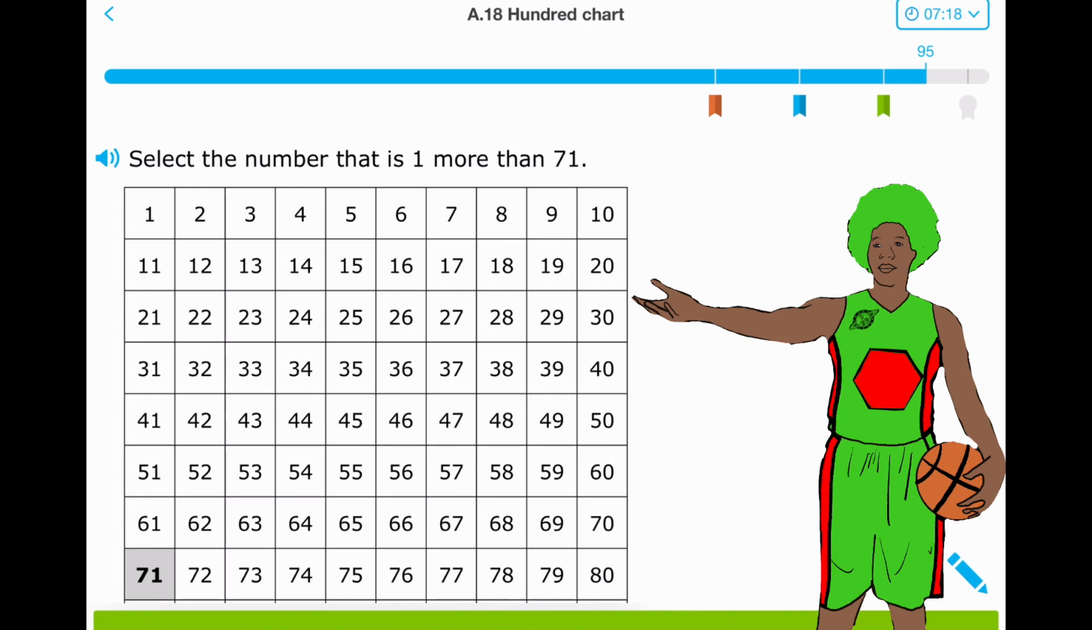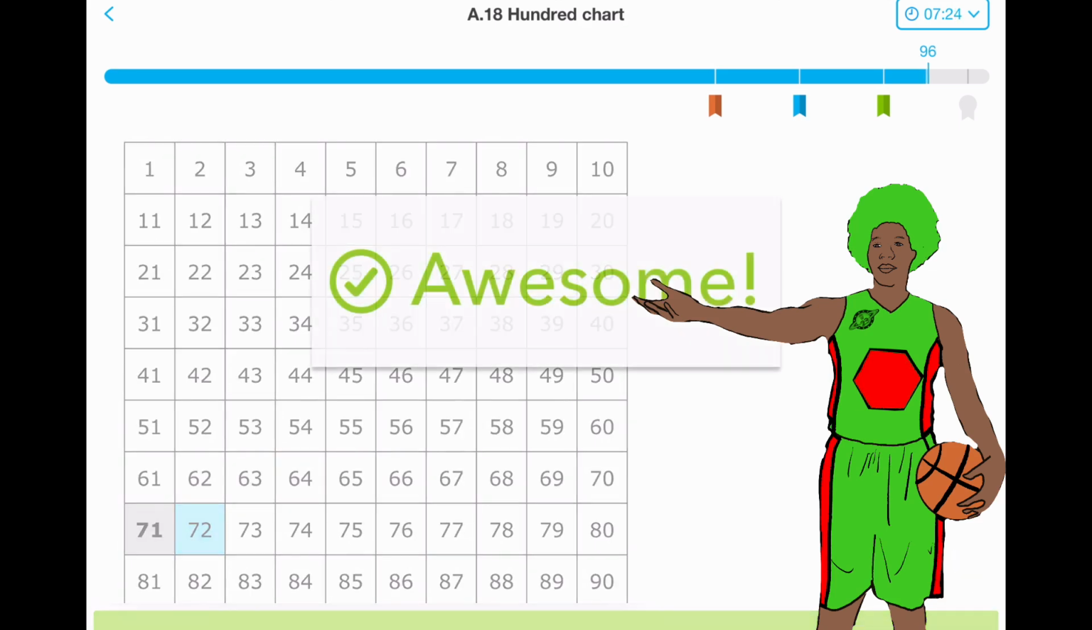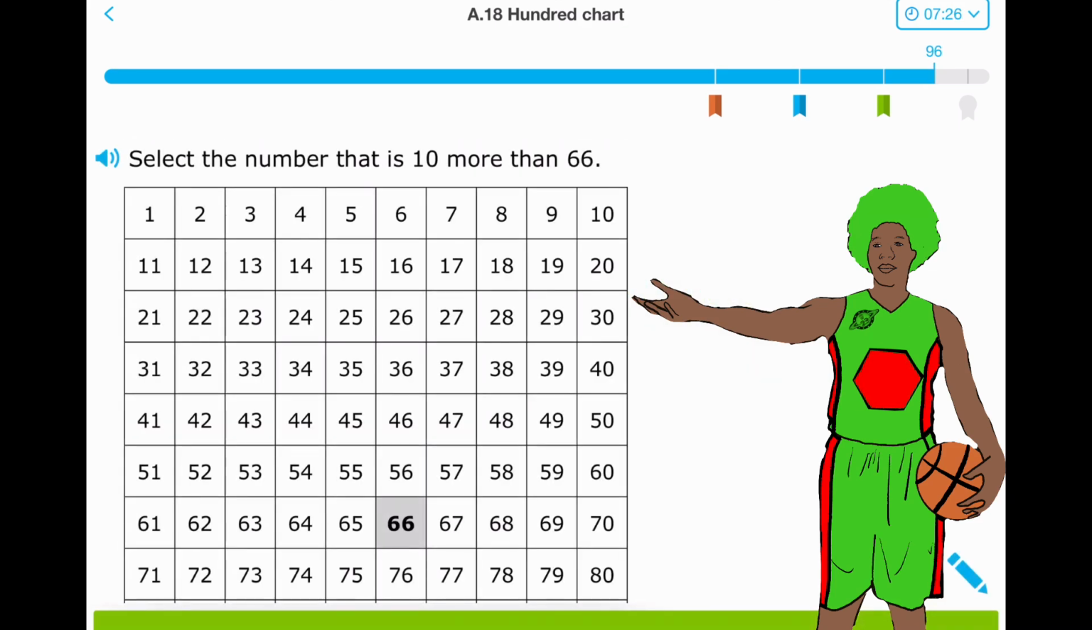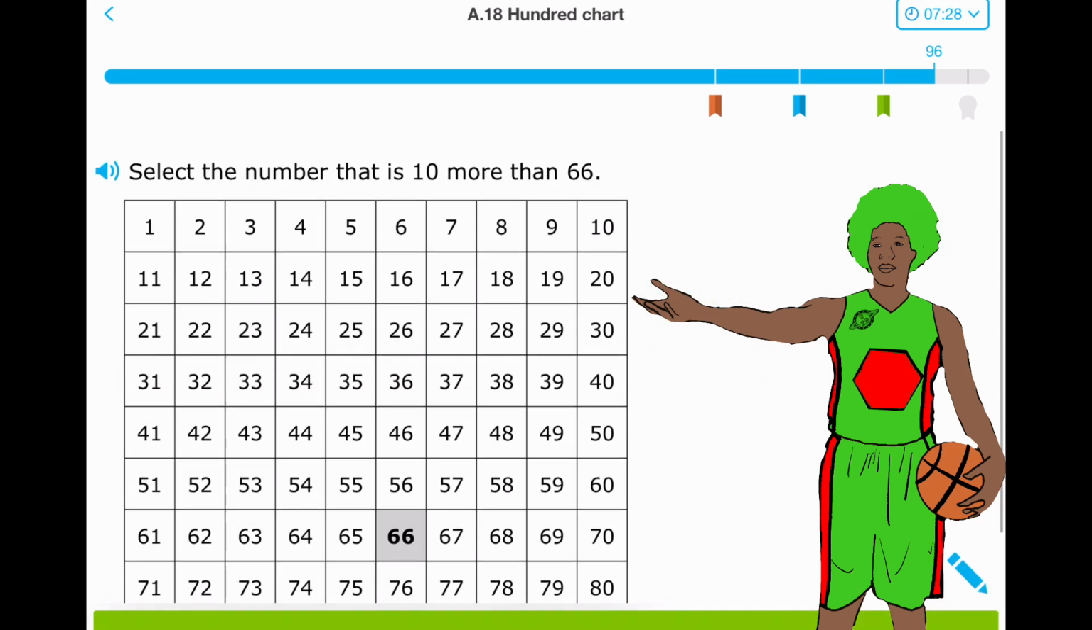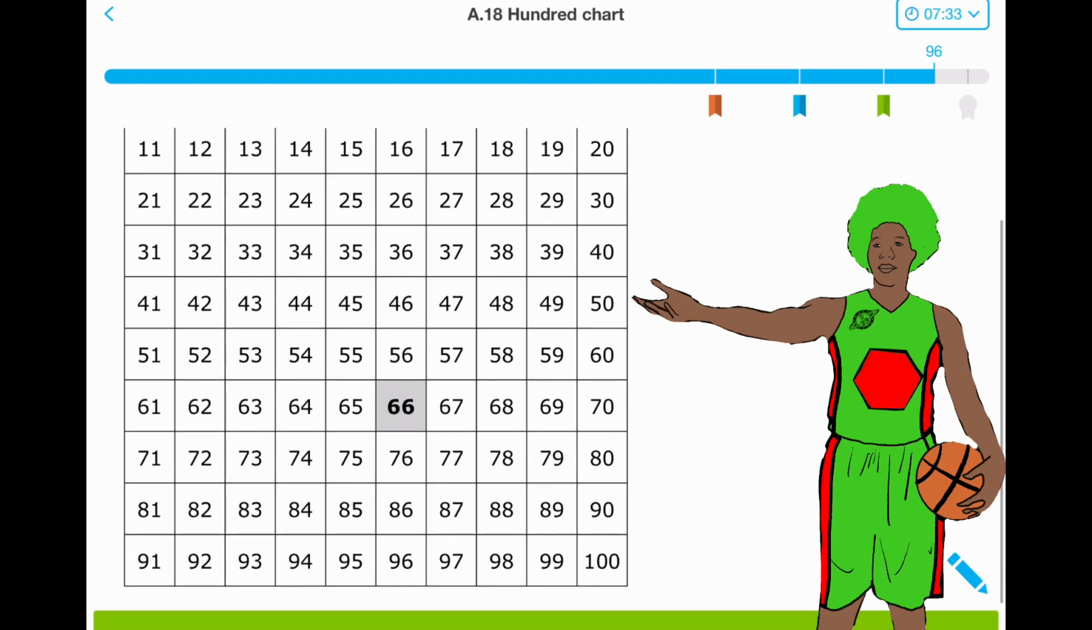Select the number that is 1 more than 71. So we have 71 here. They shaded that in for us. So we go 1 more over to the right, and that's 72. Select the number that is 1 more than 66. No, that is 10 more than 66. 76.